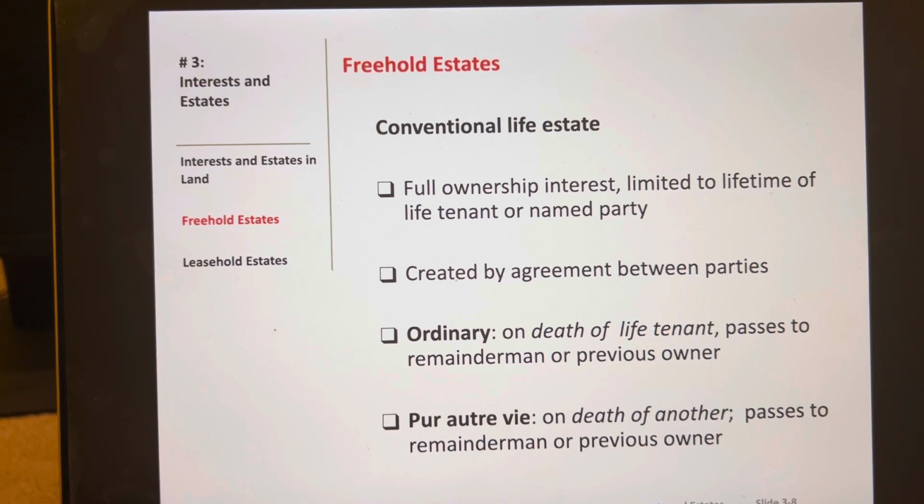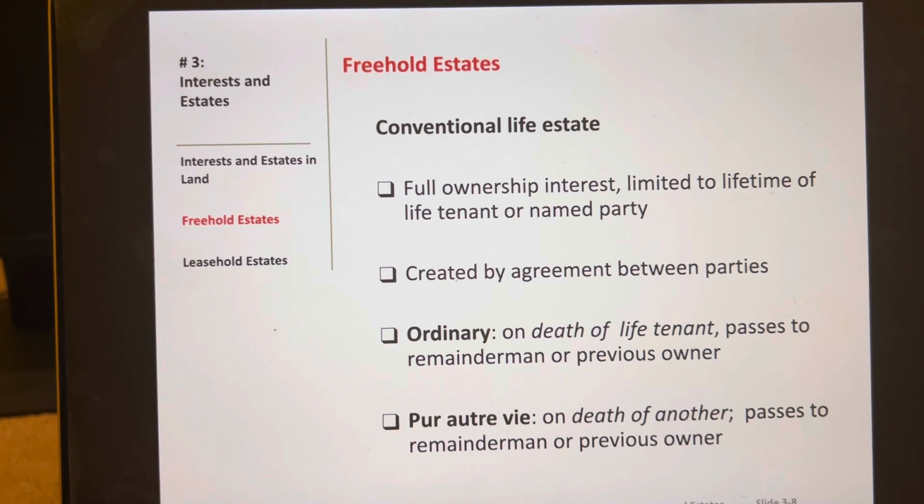All right, let's talk about the conventional life estate. You have full ownership interest, limited to the lifetime of the life tenant or a named party. A conventional life estate is created by agreement between parties. These are private people who came together and created this. Again, this is taking place within the deed.